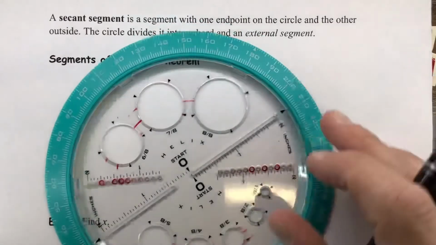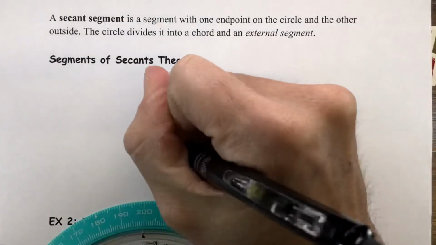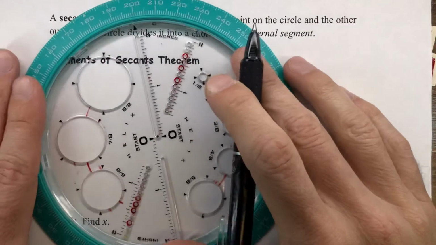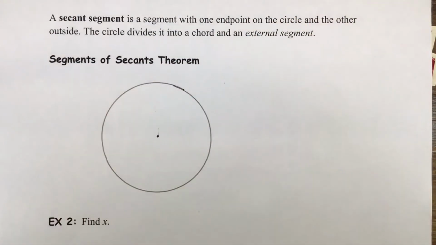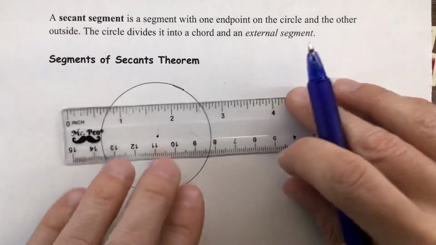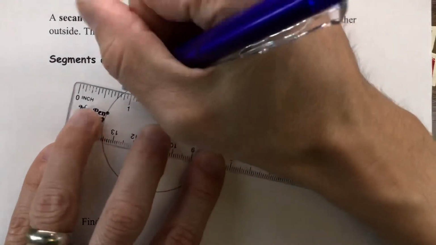Okay, here's what this looks like. We'll start with the center, just so that we have one. Here's a circle. A secant segment could look like this.